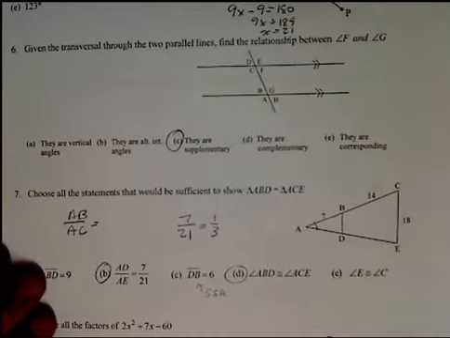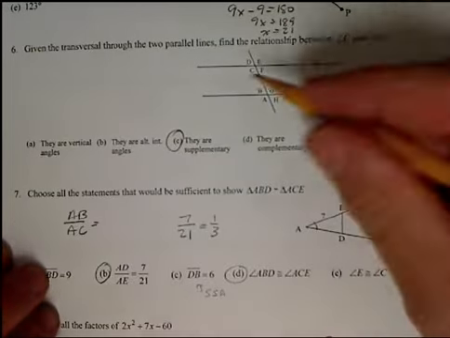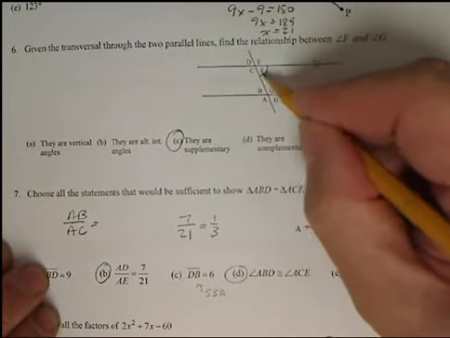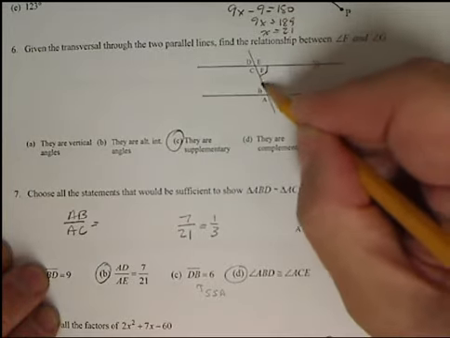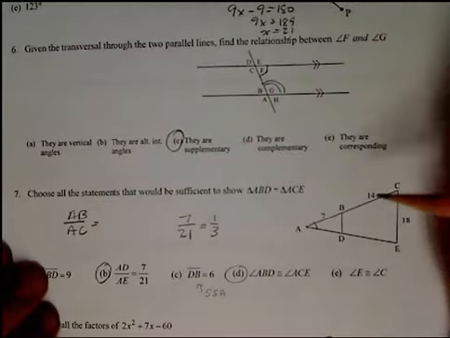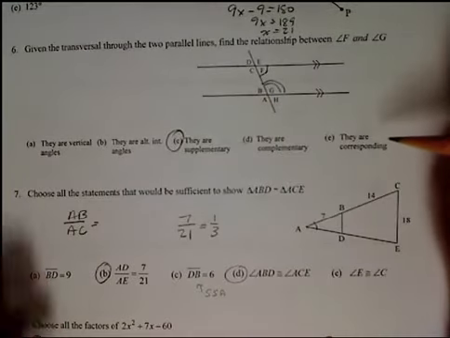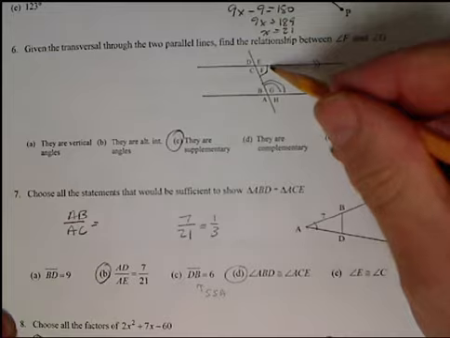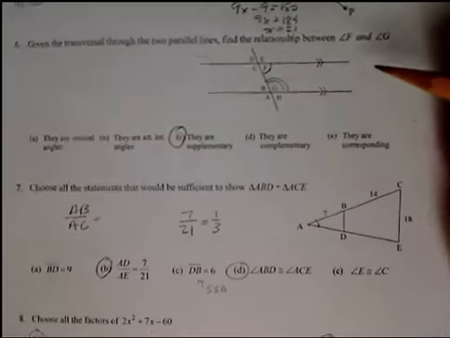Okay, we have these two parallel lines. If you have two parallel lines, angle F and angle G, they're not congruent. But these two will add up to 180, and that means they're supplementary. They're also same side interior. That's not one of the choices, but these are same side interior as well.